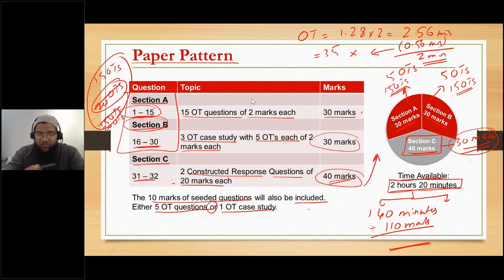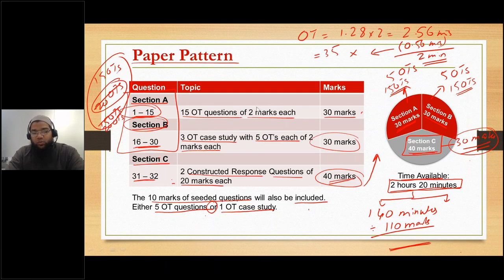Tajwar is asking for an example of seeded questions. Tajwar, the seeded questions will be the same as the normal questions. So in the exam, you won't be able to identify which are the seeded questions. Lavender is asking what is the importance of seeded questions. That is a good question, Lavender.